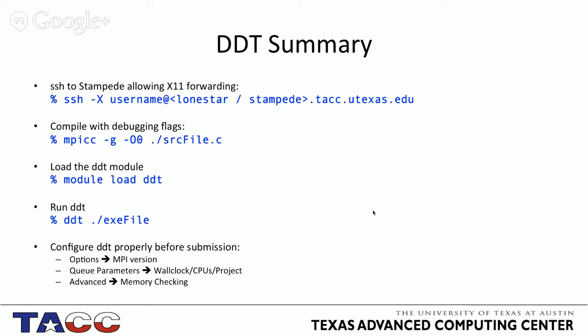So compile your code with -g -O0, just like with GDB, and then you have to load the DDT module. If you've never used DDT before, it will set up everything for you except for the project. And you can get going pretty quickly. We'll do that in the lab in a second. To run it, just type ddt and the name of your executable. If you have any arguments to your executable, you can just put them on the same line. And it'll auto-populate them in that window, so you'll have your executable and then your arguments. If you're already in DDT and you want to change the executable, you can go to the run window and change what you're running.